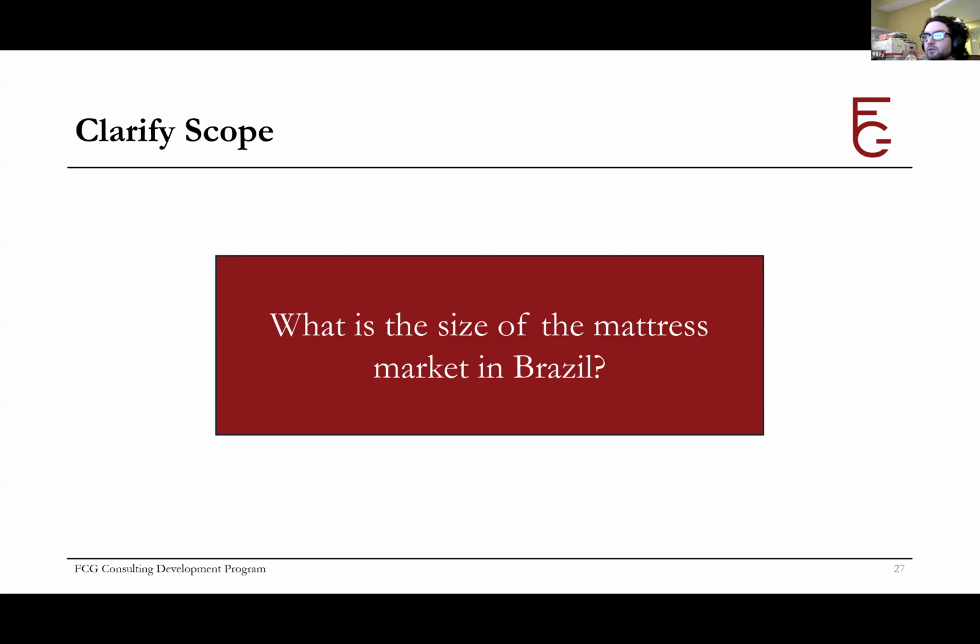Similar to what you were asking before, is this going to be in number of mattresses or in US dollars? And I'm not sure what the currency is in Brazil, but yeah, that's a good question. It's going to be in dollars, at least for this case, just because we're in the U.S. market, and we want to figure out how big it is in U.S. dollars. It's not going to be in units sold. We want to figure out how big it is in terms of dollars. Any other questions that somebody might have?